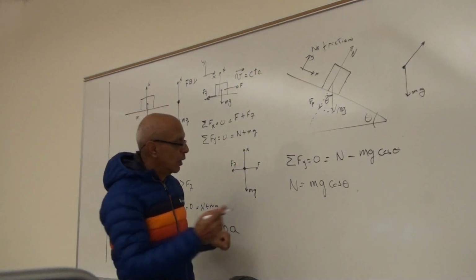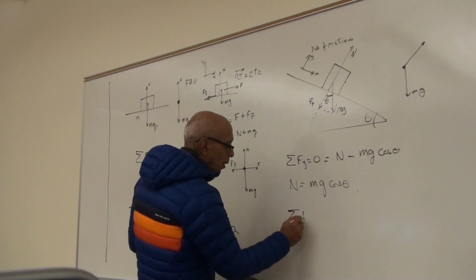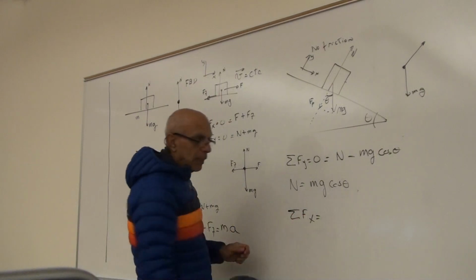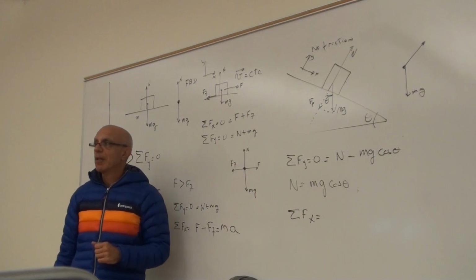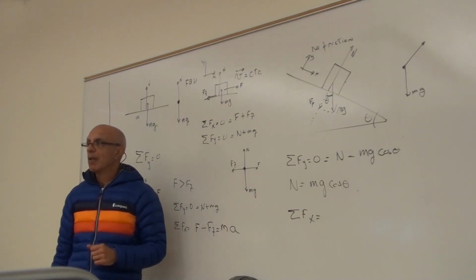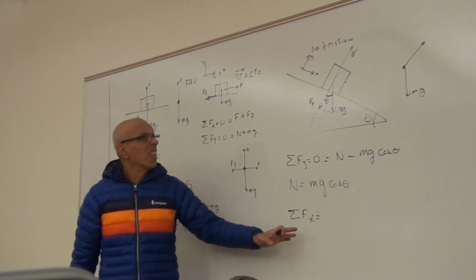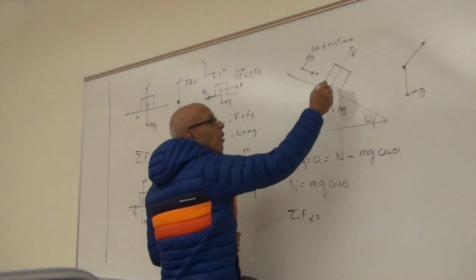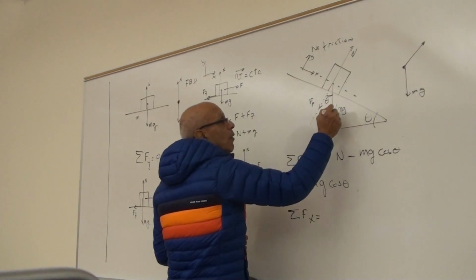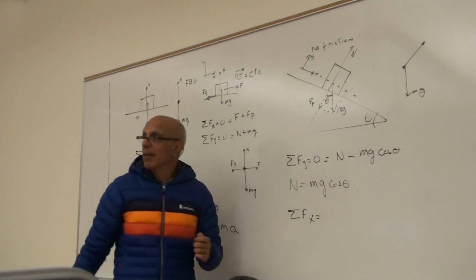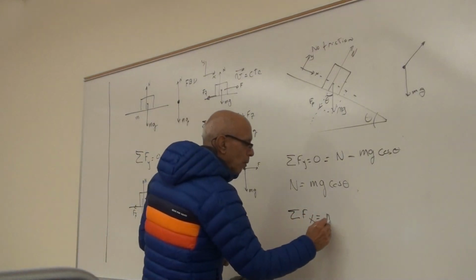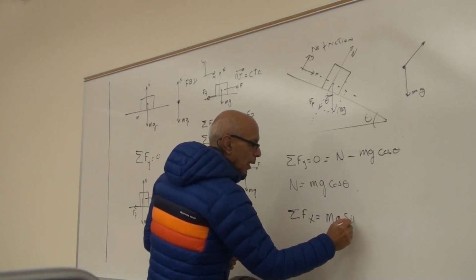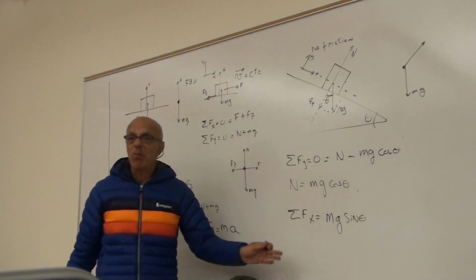Let's now do the sum of all forces on the x-axis. What do you think is going to happen? That's what gets me confused: on the y-axis it's cosine, and on the x-axis it should be sine. So now the projection there is sine, that's mg sine theta. So it's going to be mg sine theta.